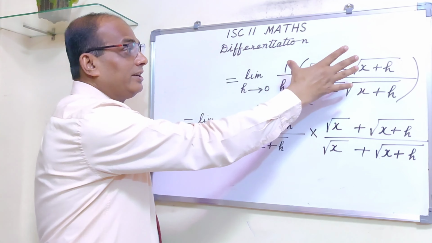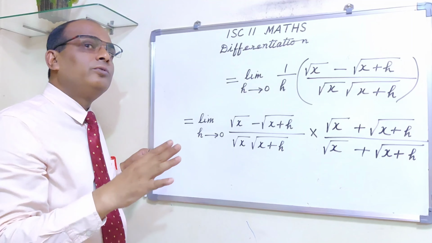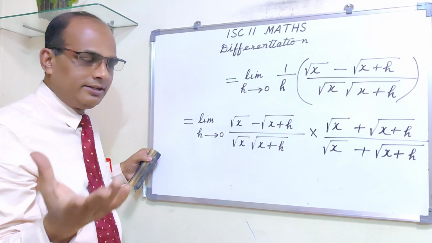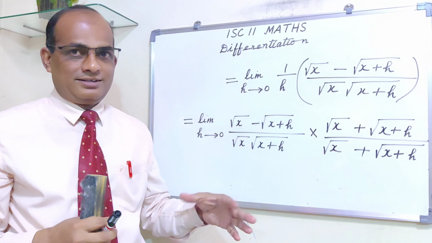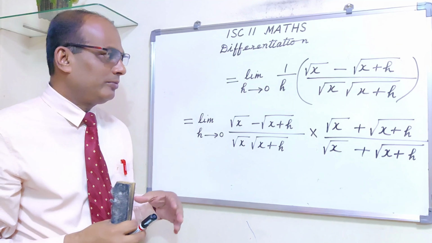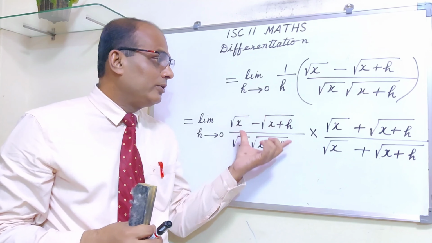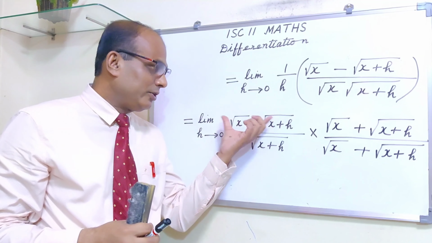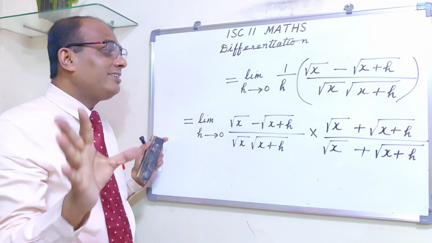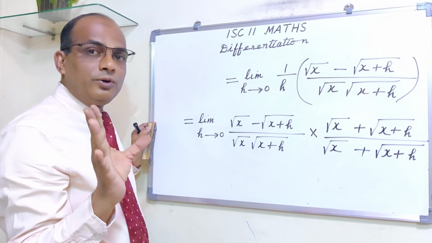0 upon 0 is an indeterminate form. Because we are getting 0 upon 0, we don't want that. We don't want 0 upon 0 form. We don't want infinity upon infinity form. They are the indeterminate forms. That's why we are trying to avoid that. So that we can do by multiplying by the conjugate, sometimes of the denominator, sometimes of the numerator. Here it is the numerator, and let's see what's happening.